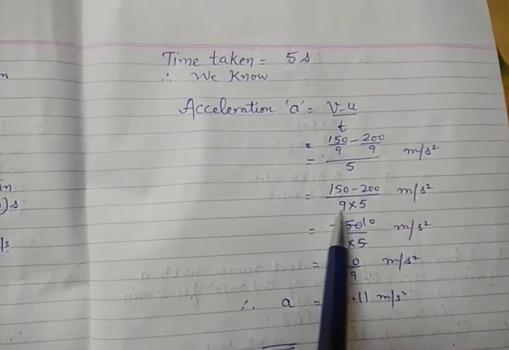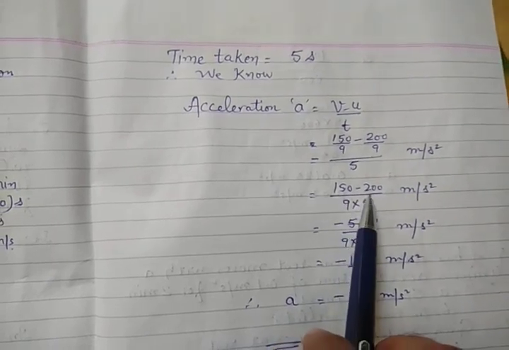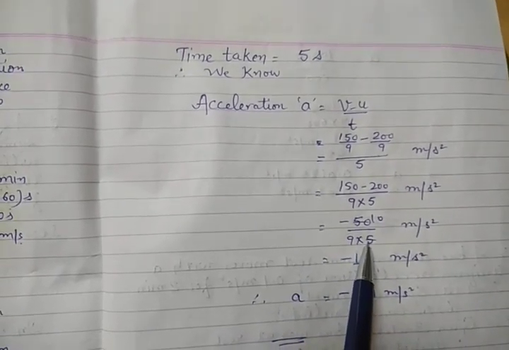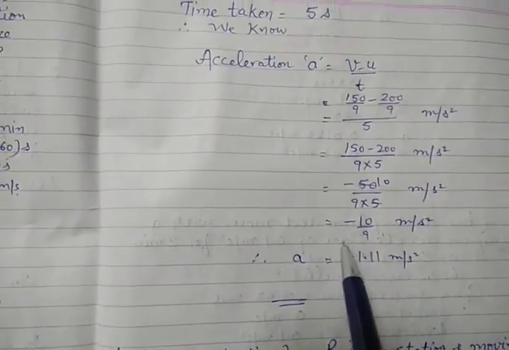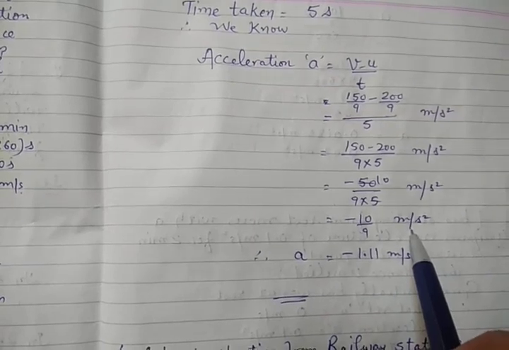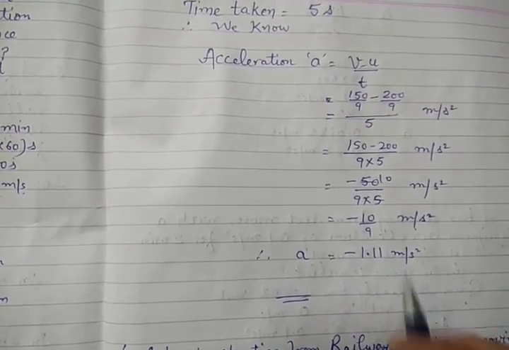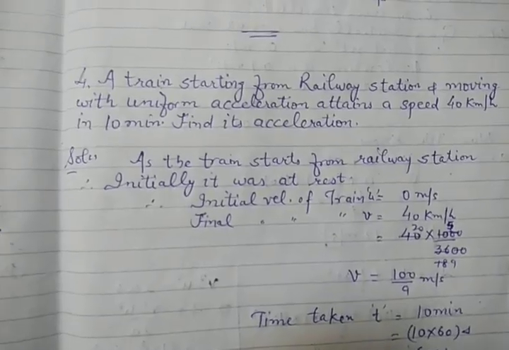5 is already there, so 9 into 5. So 150 minus 200, this is minus 50 by 9 into 5. So this is 10. After cutting, you will get minus 10 by 9 meter per second square. So acceleration is, after dividing, minus 1.11 meter per second square. Now the fourth question is there.